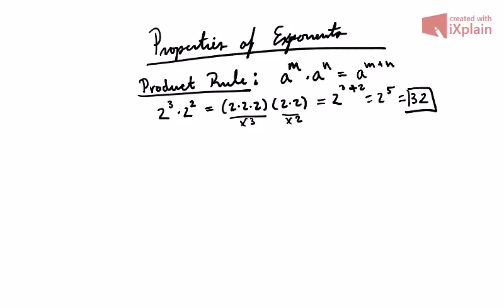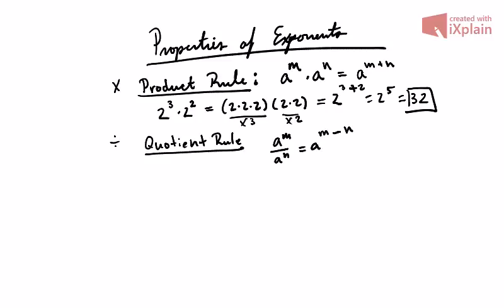So that's one rule, okay? The quotient rule, the product rule is for multiplication, by the way, this is for division. The quotient rule is the opposite of addition. Quotient rule is whenever you divide two numbers. So if I have a to the m power divided by a to the n, and they both have the same base, then this is the same thing as a to the m minus n.